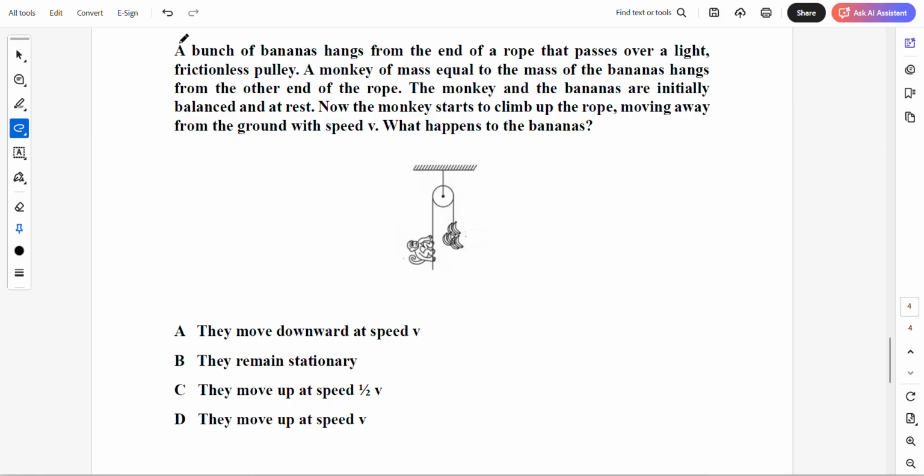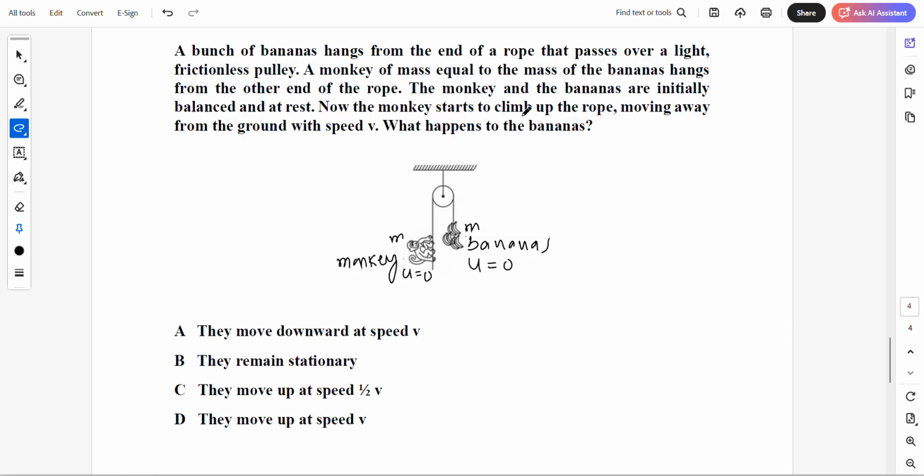First read the problem once. A bunch of bananas hangs from the end of a rope that passes over a light frictionless pulley. These are the bananas, and this is a monkey of mass equal to the mass of the bananas. Let us say this is m. This is m. The monkey hangs from the other end, and the monkey and bananas are initially balanced and at rest. Rest means u is equal to 0.